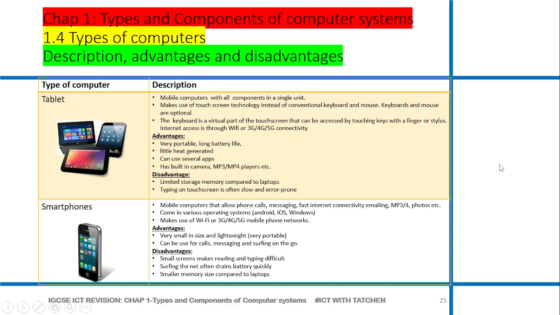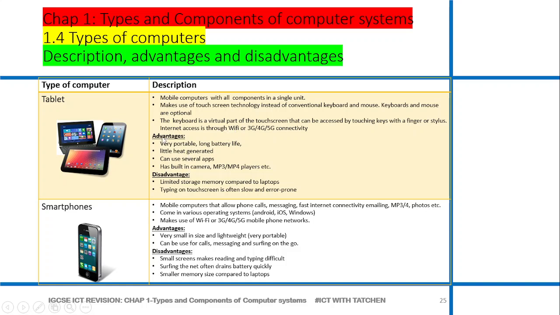Now for a tablet, simply, tablets are just mobile computers with all components in a single unit. A key thing you need to know about tablet is the keyboard is a virtual keyboard on the screen. So you use the touch screen to type or do whatever entry you need to. And also, tablets make use of 3G, 4G, or 5G technology, and they can easily connect to Wi-Fi as well. So some tablets make use of SIM cards, while others rely solely on Wi-Fi.